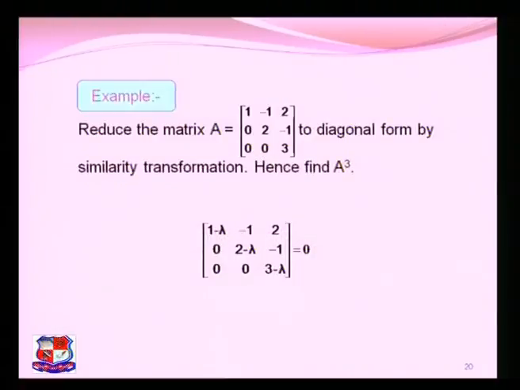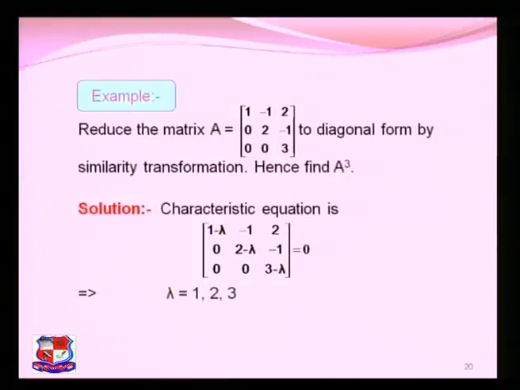The question is, reduce the matrix A, 1 minus 1 2, 0 2 minus 1, 0 0 3, to diagonal form by similarity transformation, and hence we need to find A cubed. First of all, I have written the characteristic equation: the determinant with rows 1 minus lambda, minus 1, 2; 0, 2 minus lambda, minus 1; 0, 0, 3 minus lambda, is equal to 0, that is, determinant of A minus lambda I is equal to 0.